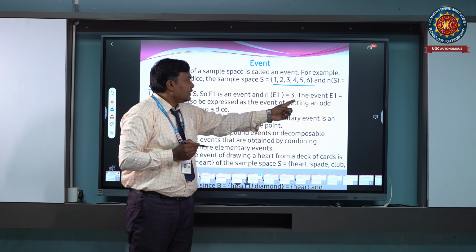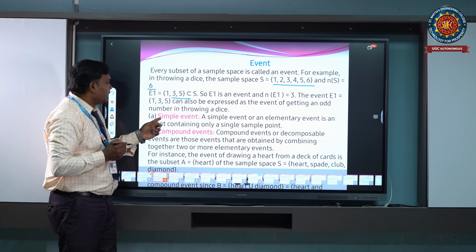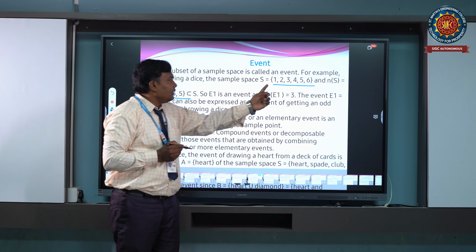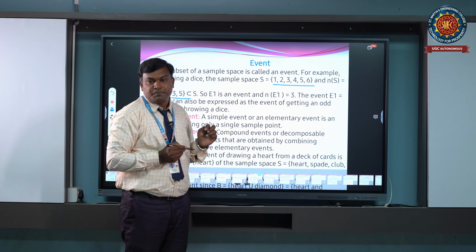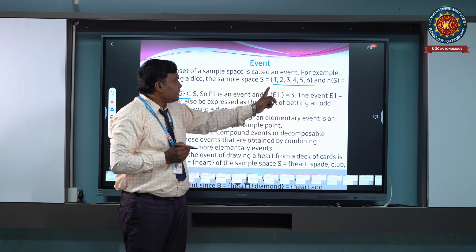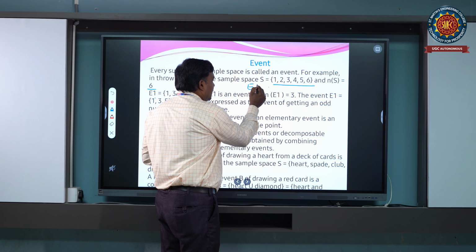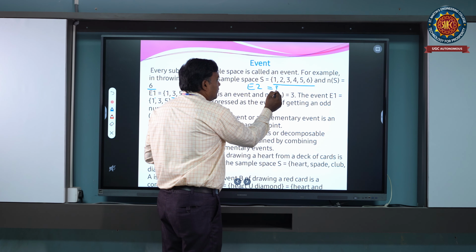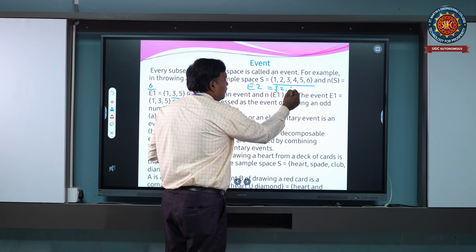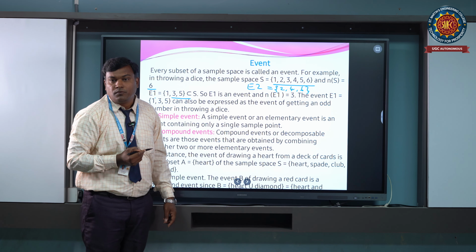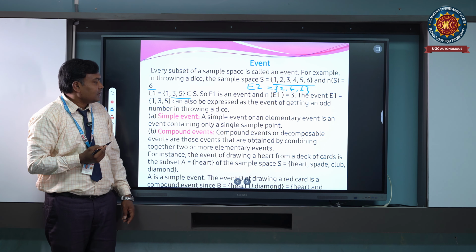And so here in the probability of getting odd numbers, the total number is 3. And similarly, one more event we can also declare: getting even numbers in this sample space. Getting even numbers I will indicate with E2, that is in flower brackets 2, 4, 6. 2, 4, 6 are even numbers I am indicating.